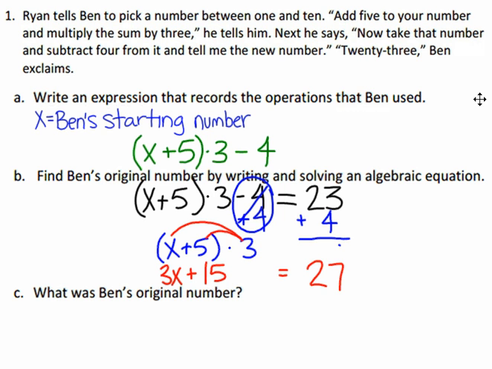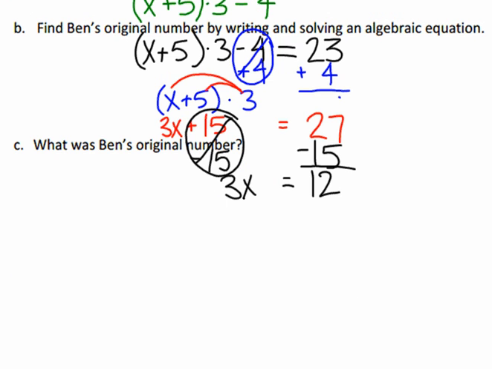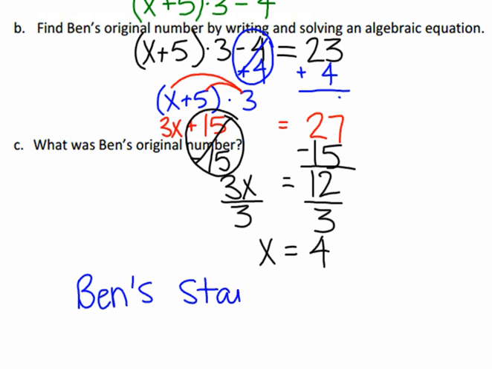We can continue solving by subtracting 15 from each side. So we have 0 pairs again. We're left with 3X, and 27 minus 15 is 12. And so next we are going to divide by 3 on each side to get X equals 4. And then on part C, we can answer with a complete sentence and just write Ben's starting number was 4.